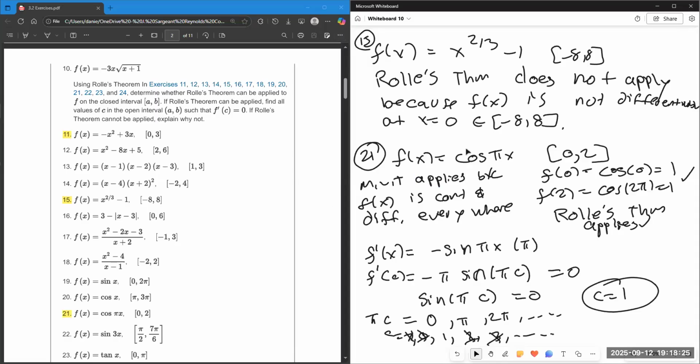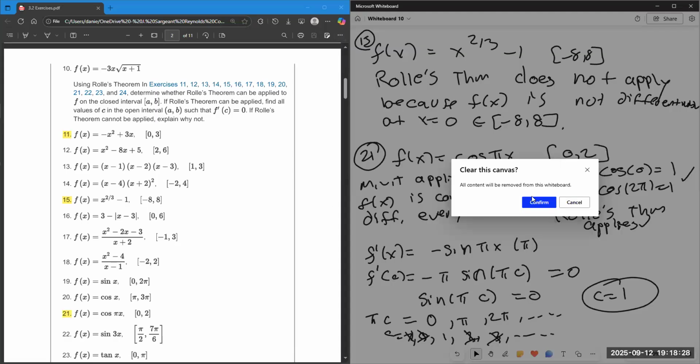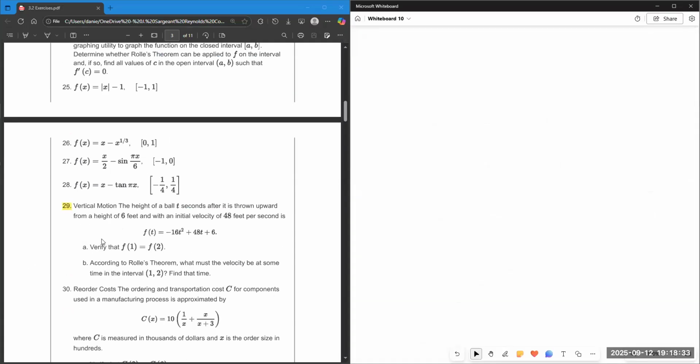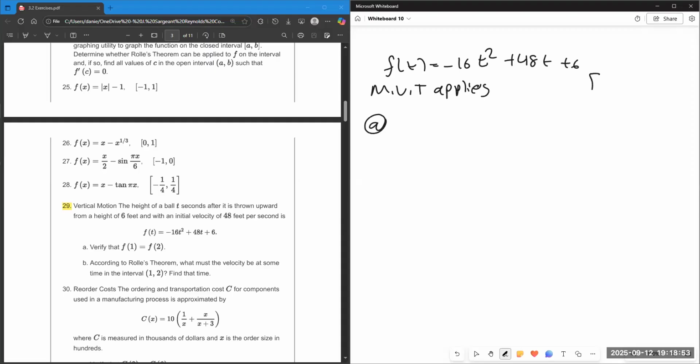Let's look now at number 29. It's a vertical motion problem. So f of t is equal to negative 16t squared plus 48t plus 6. That's a polynomial, so the mean value theorem applies. All we have left to do to use Rolle's theorem is to check that on the interval 1, 2 that we're interested in, f of 1 equals f of 2.